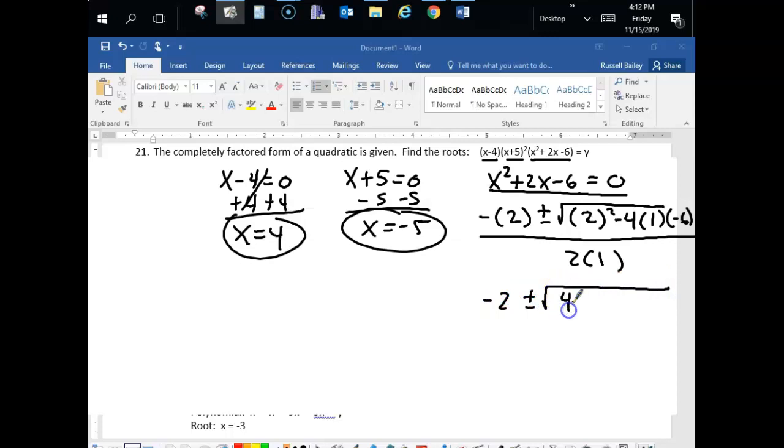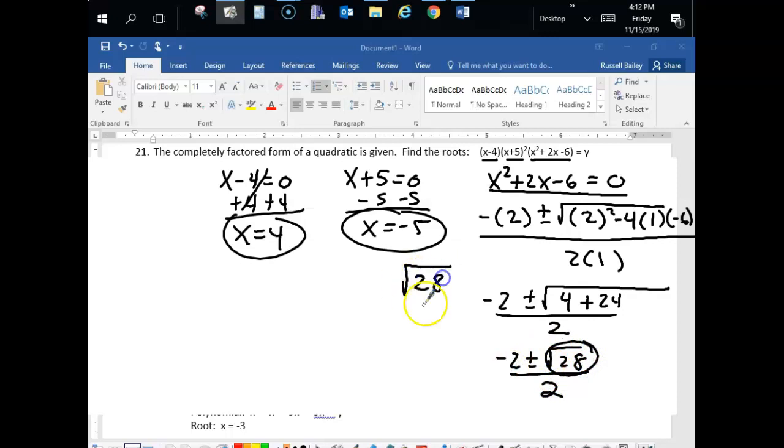It's going to be 4, negative 4 times 1 times negative 6 is going to be positive 24. That makes 28 on the inside of that root there. We do need to break down our square root. If you don't remember how to break down a square root, I'll demonstrate that for you now. It's 4 times 7. That's 2 times 2. And so we can take out a 2.